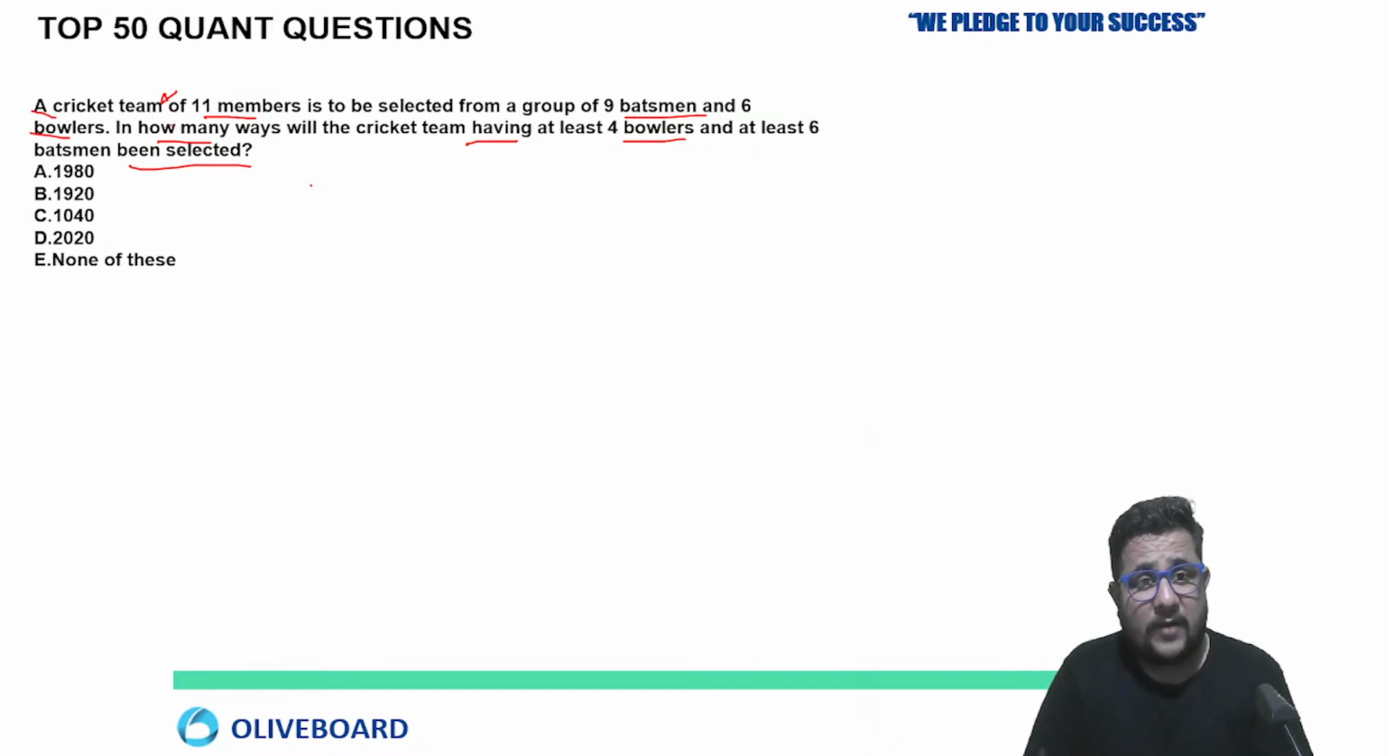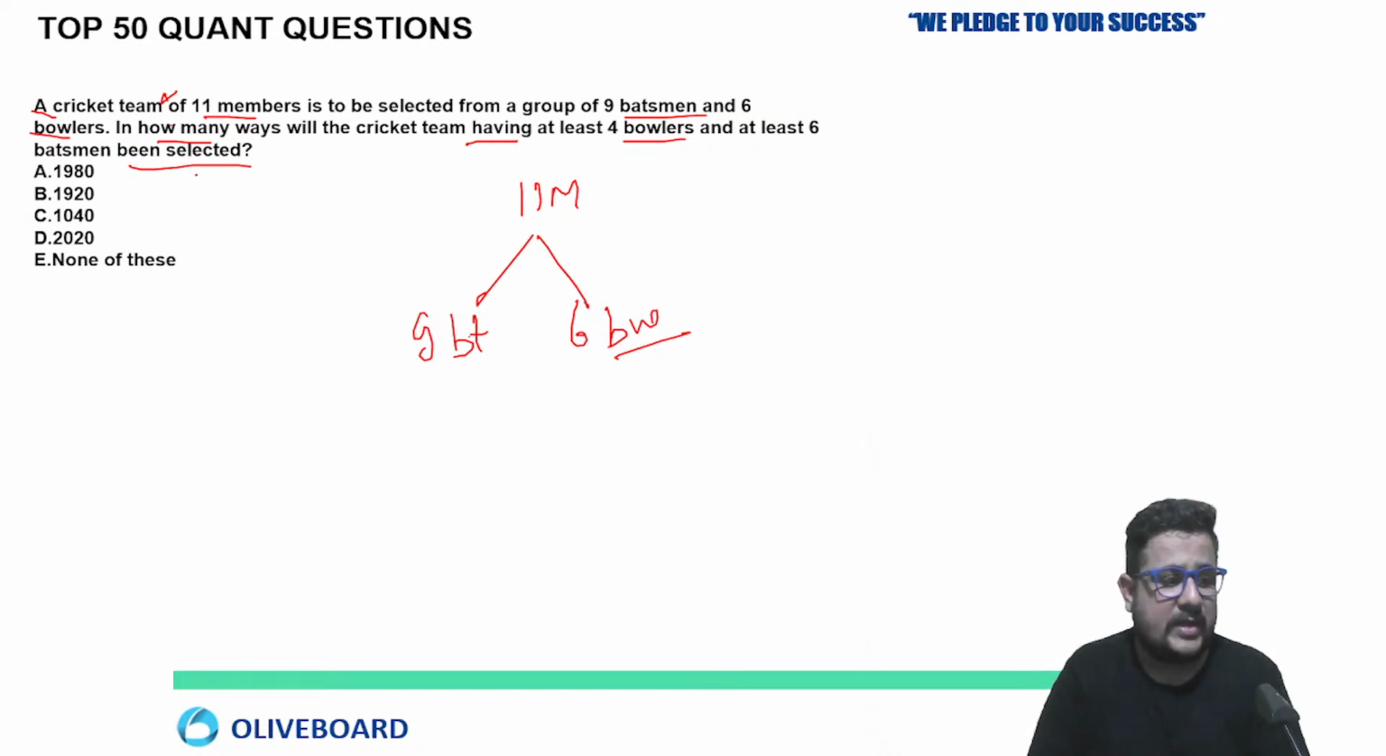So a cricket team of 11 members. So total 11 members are there. 9 batsmen, 6 bowlers. Okay, 6 bowlers are there totally. So total 15 players are there. Out of those 15 we have to select. In probability questions also they can ask you something like that. So you can even find out the probability of that.